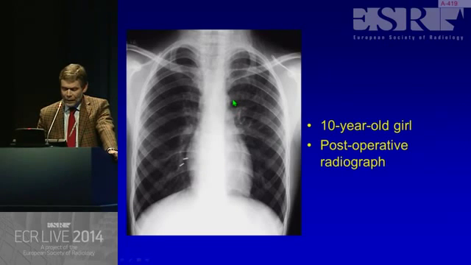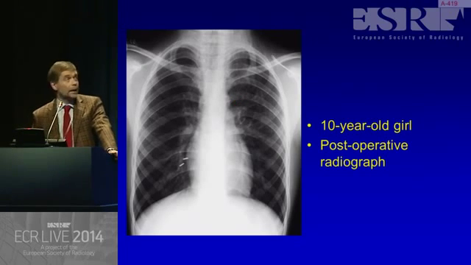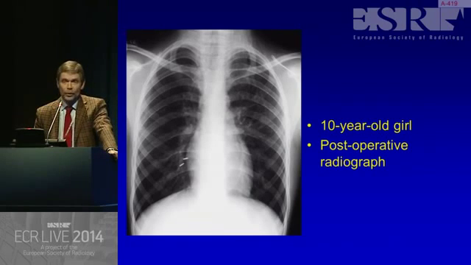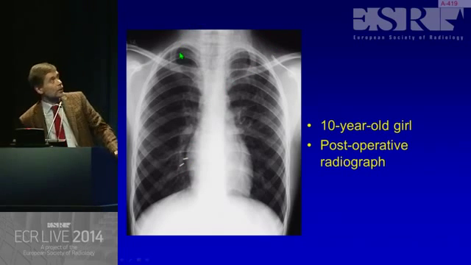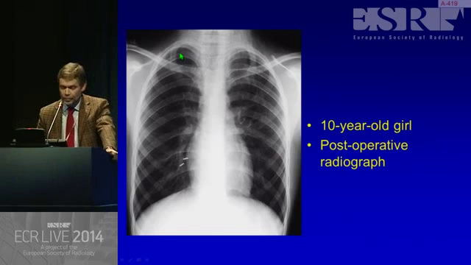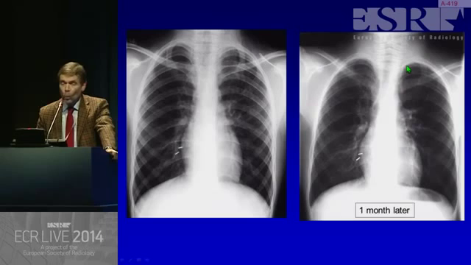So let's have a look at a 10-year-old girl, and look at the neck. It's a post-operative radiograph to explain these clips. But what's wrong in the neck? I hope it's visible. Oh yes, you can see it over there. Is the pneumomediastinum. One month later, it was gone.